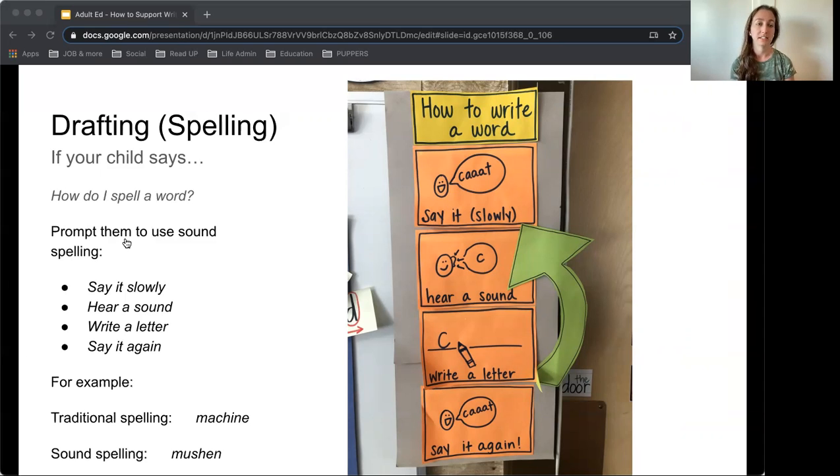At the bottom here, you can see that we may spell the word traditionally. And then below it, you can see how your child might spell the word using sound spelling. Celebrate them in whatever way they spell the word. This will build independence.